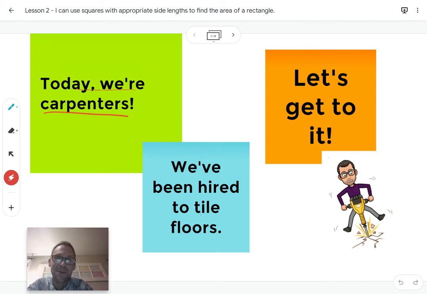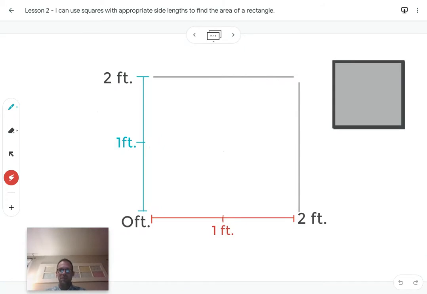Today, we're going to pretend to be carpenters, all right? A little bit of make-believe. We have been hired as carpenters to tile floors, to lay tile down on floors like showers or patios or kitchens. So let's get to it. Our first job: we have a closet, and we need to tile this closet. You can see that this closet is 2 feet by 2 feet. It's a square closet, and both those measurements are whole numbers.